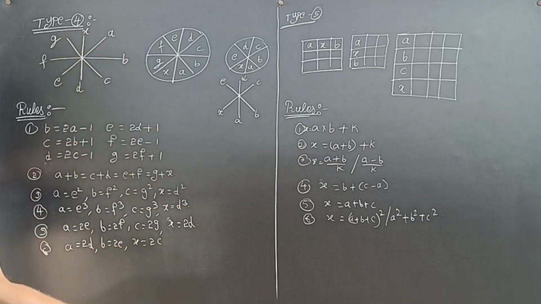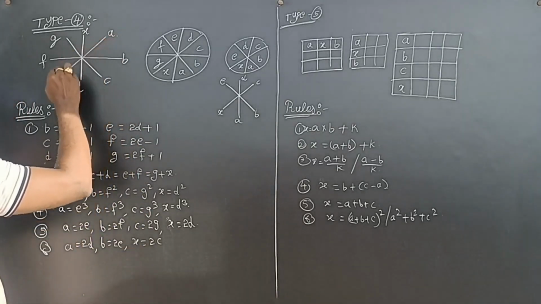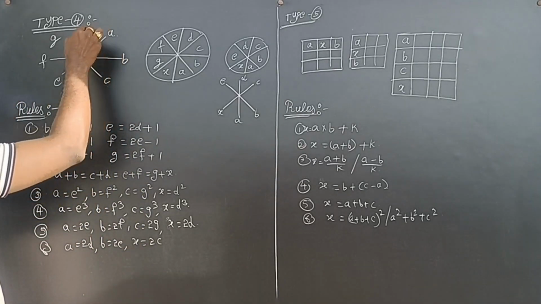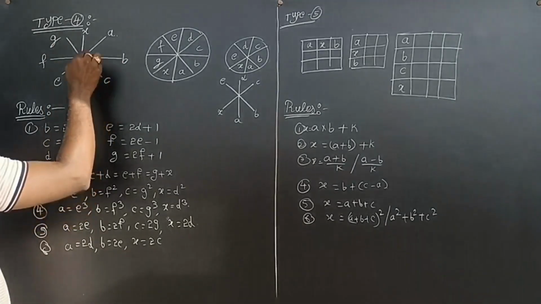So these two numbers must be added. That is the case. Otherwise, the opposite number squares. Whatever the number is there, that square is opposite.